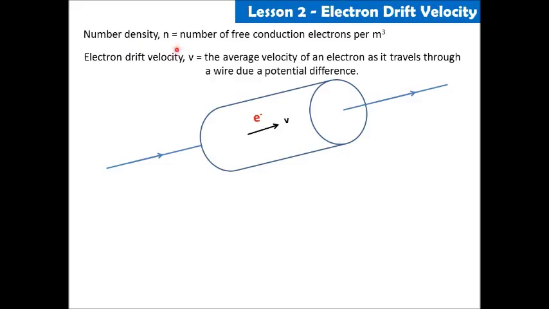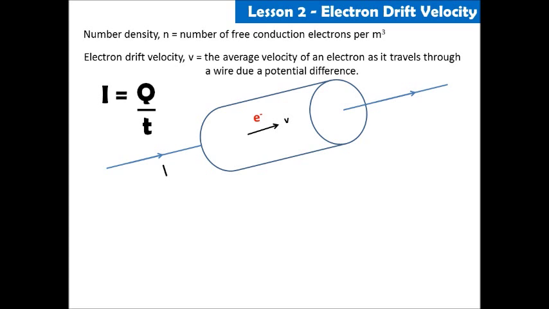And this electron drift velocity is another definition you need to know. It is the average velocity of an electron as it travels through a wire due to a potential difference. So we are going to try and come up with an equation that links the current through the wire and the electron drift velocity, but it's also going to link in number density.